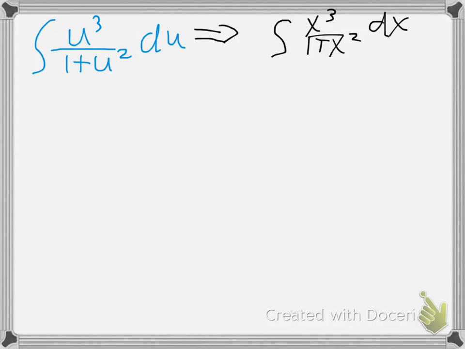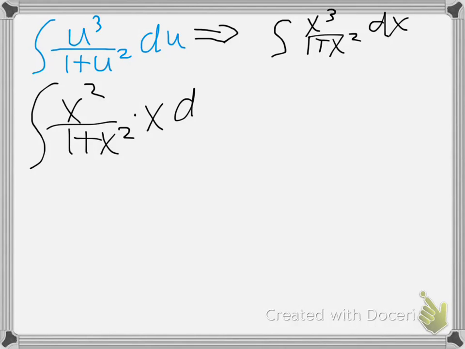And I notice there's a little trick you can do here. If you separate this problem by making x squared over 1 plus x squared, and then you take the other x that's left, you're going to change this back to dx, and you're still basically at the same problem.